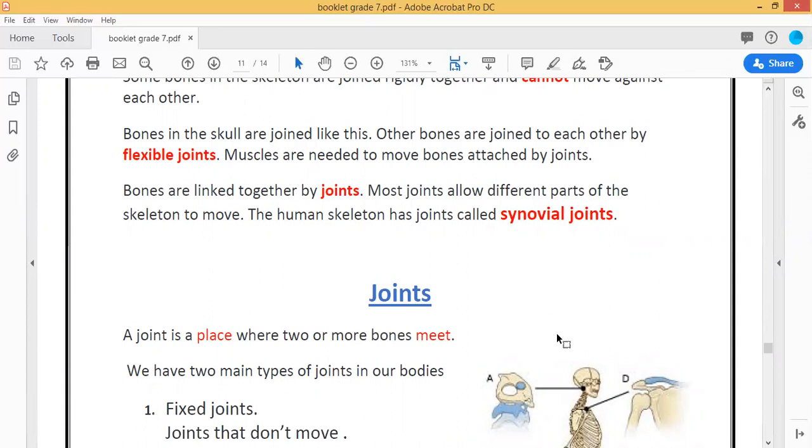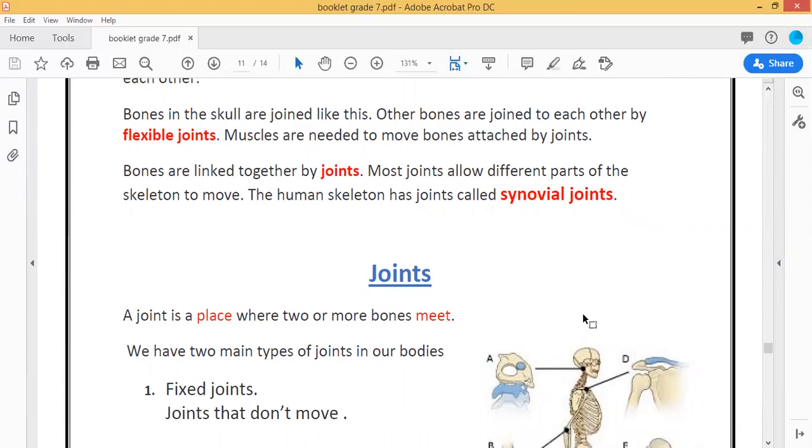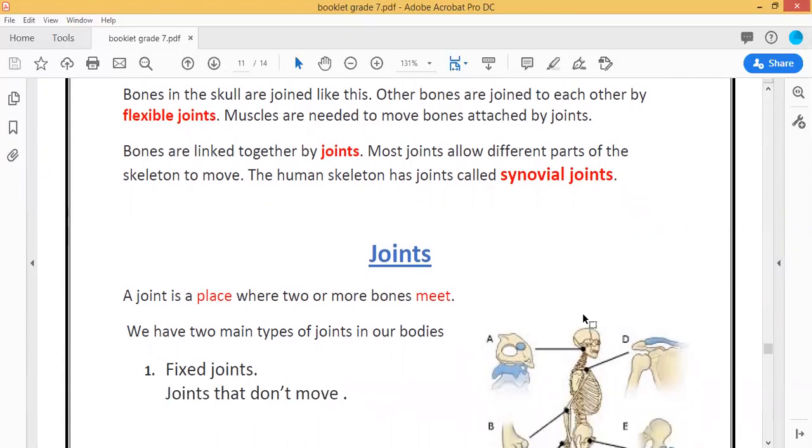Why are the joints very important? Because the joints help us to move. The joints are a very important structure inside the skeletal system because they help us to move. So number one, what do we have to know about joints? The definition of the word joint, which is the place where two bones meet each other.